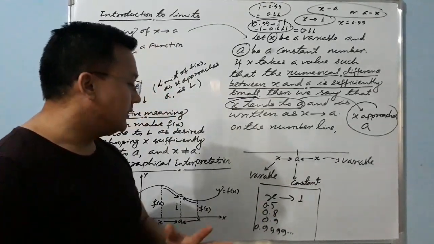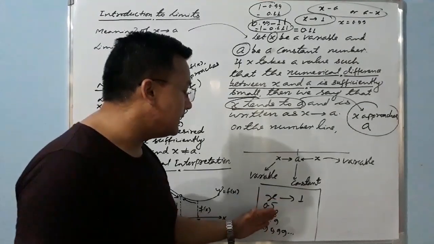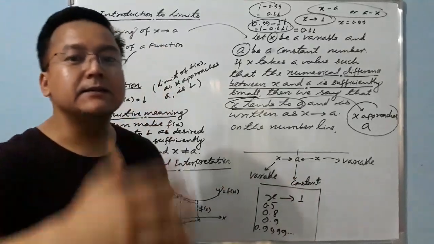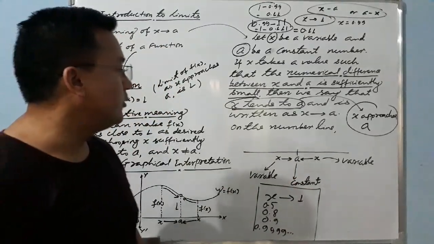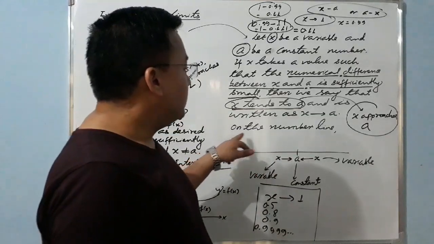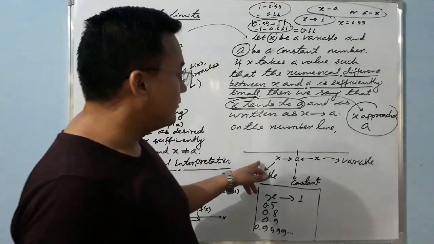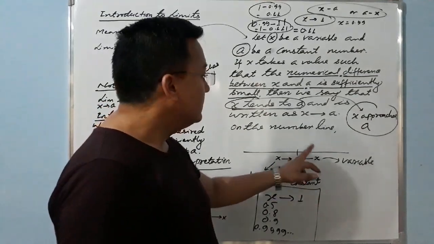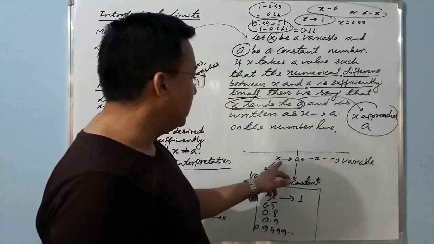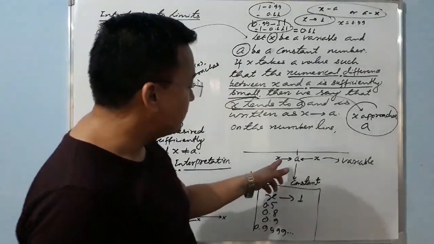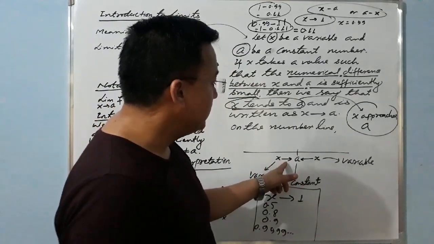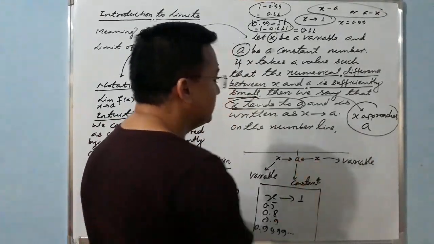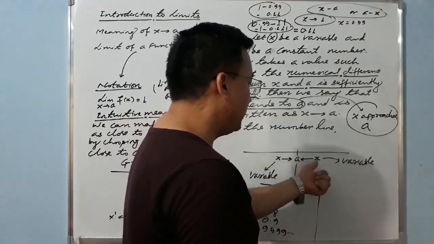Listen to me here, everyone. x can not only take values from the left of 1, x can take values from the right. Let's go firstly to the number line diagram. Here in the number line diagram, a is a constant, and x is a variable. I have made an arrow on the right side, and an arrow to the left side of a.